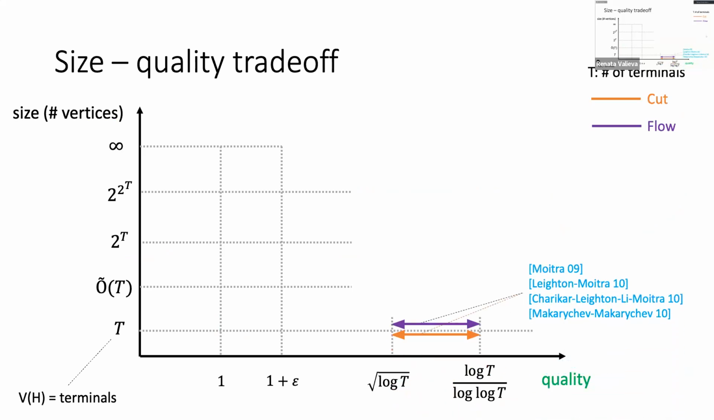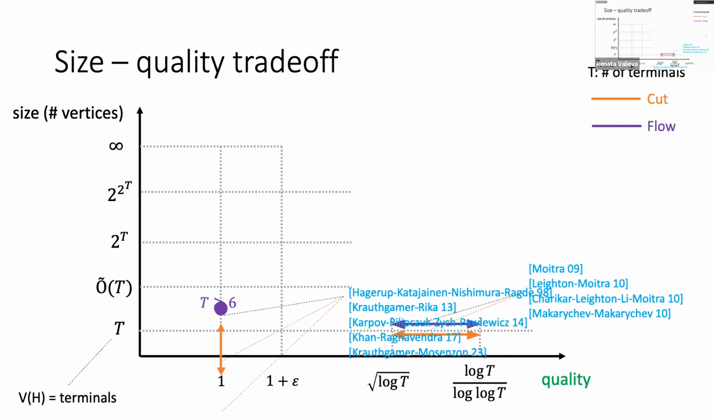In this case, it was initiated by Andoni and followed by a sequence of papers. They show that for both flow and cut sparsifiers, the best quality achievable in this scenario is between log t over log log t and square root of log t. Okay, t is the number of terminals. So there's still a gap here, which people have been trying to close, but not yet. But the main point here is that it is super-constant, not yet constant in this case.